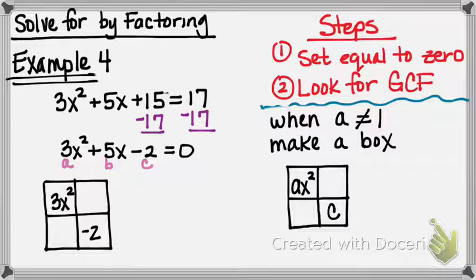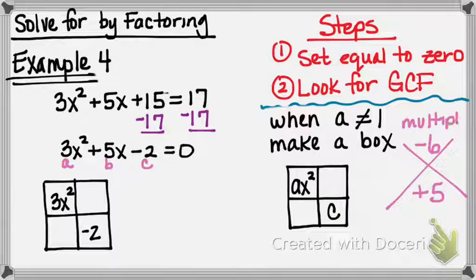So we still need to find our two numbers. I'll write it off to the side over here. They multiply to A times C. In this example, that would be 3 times -2. So what's 3 times -2? Put that at the top. And what's B? +5. So we need two numbers that multiply to -6 and add to +5. Don't say it out loud. See if you can figure out what those two numbers are.